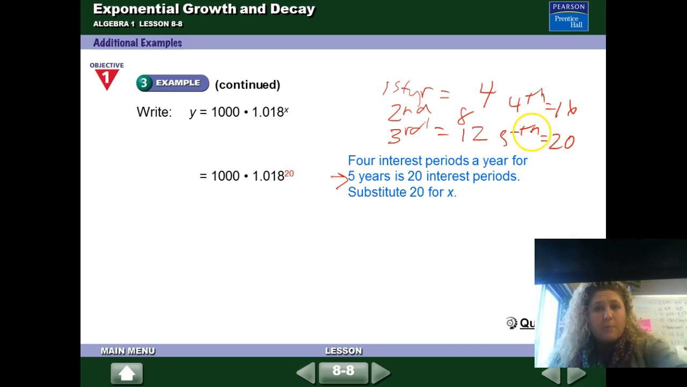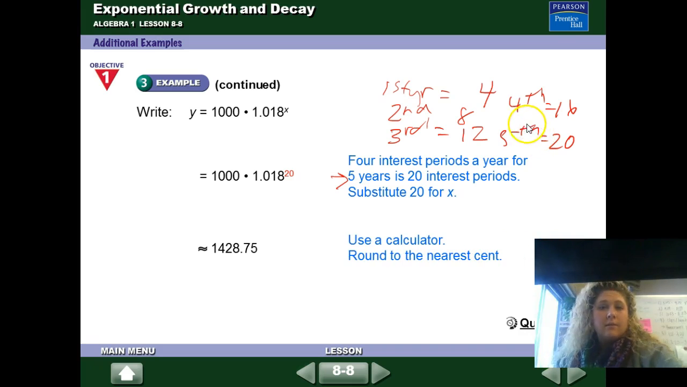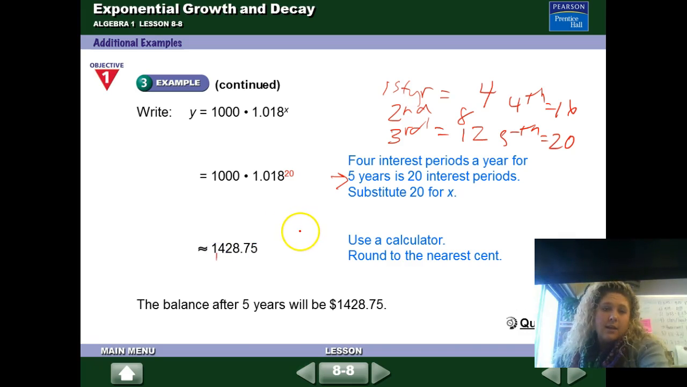So now, we plug in 20x instead of what we did earlier. So punch this all into a calculator and you're going to get $1,428.75. So that'll be the balance after 5 years. So understand that there is a difference between interest being accounted for annually or quarterly.